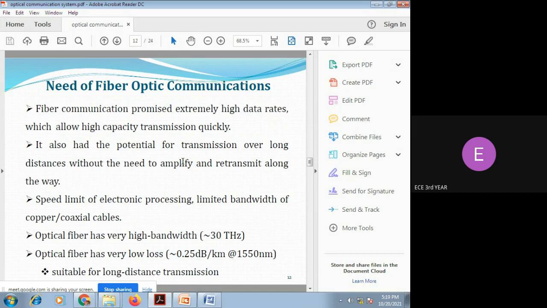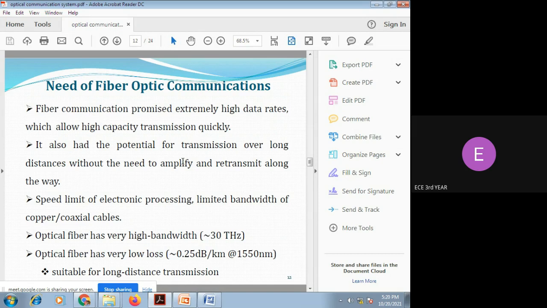Next is why we are going for optical communication. What is the use? We are going to see now. The need of fiber optic communication: fiber optic communication offers high data rates, that is high speed of operation, which allows high capacity transmission quickly, transmitting signals to long distances with high data rate. It is the major advantage of an optical communication system. It also has the potential for transmission over a long distance without the need to amplify and retransmit along the way. It is also one of the benefits of an optical communication system.